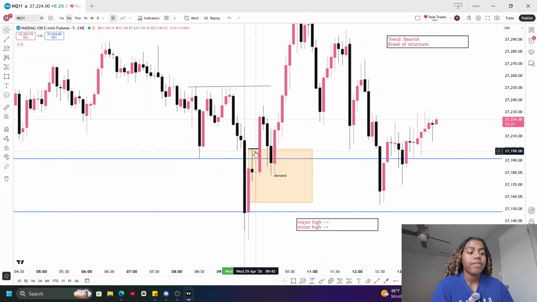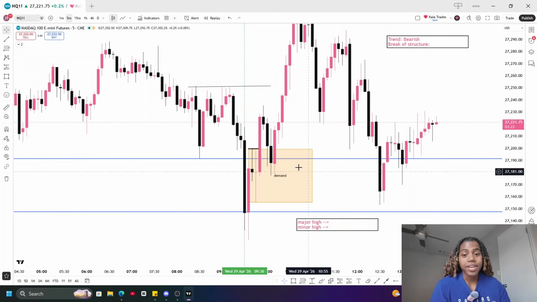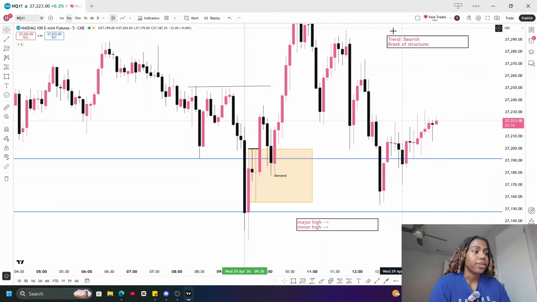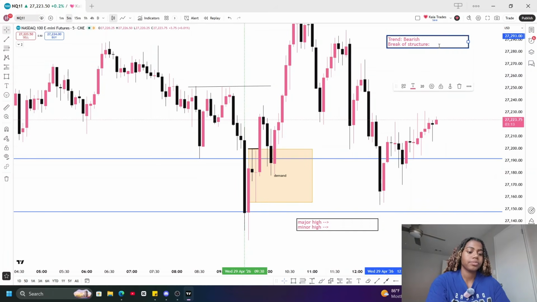So we tapped a support level, we broke structure, minor structure, not major structure up here. We broke minor structure, and now all we have to do is wait for price to come back down to this zone. We're about to get to the part of our entry now. So now that we had a break of structure, now we can move on to the next step, which is a tap of our zone.